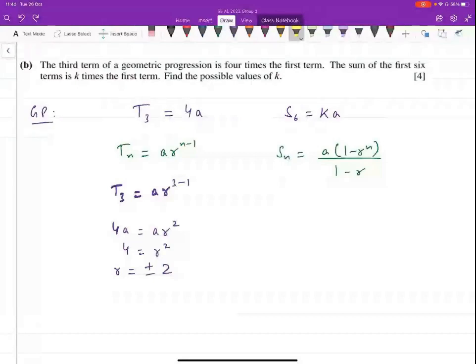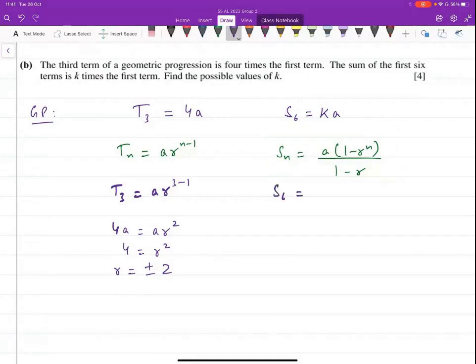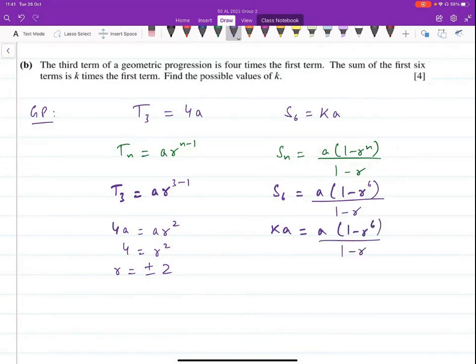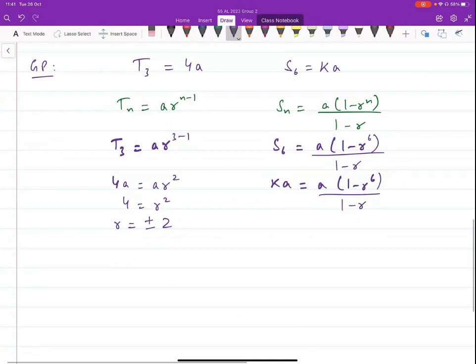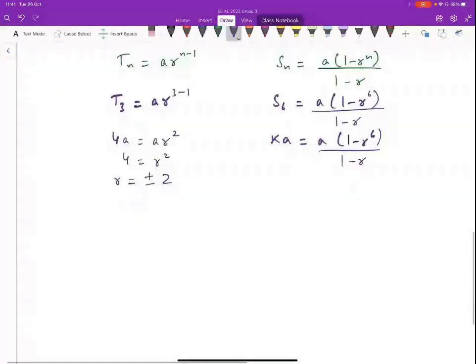So what do we have in the other formula? We have the sum formula for a GP, Sn equals A into 1 minus r raised to power n divided by 1 minus r. We know that S6 is equal to K times A. So हम क्या करते हैं? We find S6. S6 is going to be A into 1 minus r raised to power 6 divided by 1 minus r. S6 क्या है? That is Ka. We input that here. And that gives us K times A equals A into 1 minus r raised to power 6 divided by 1 minus r. Now, A and A get cancelled, right? What are we left with?